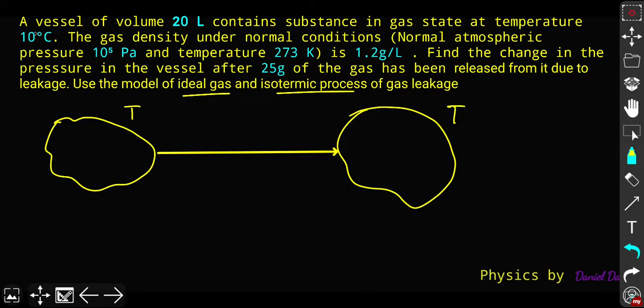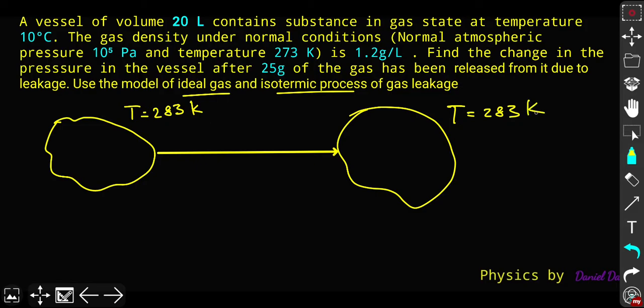Okay, and this temperature is 10 Celsius, but I would convert it into kelvins. It's going to be plus 273. So it's going to be, sorry, I will convert into kelvins, my bad. It's going to be 283 kelvins here. So it remains the same. So we have an isothermic process.